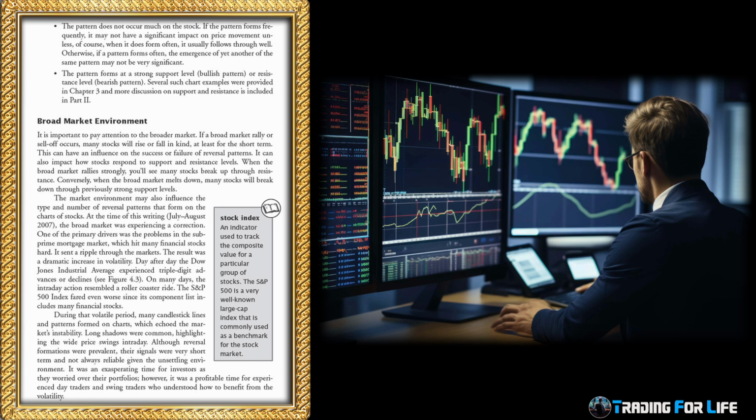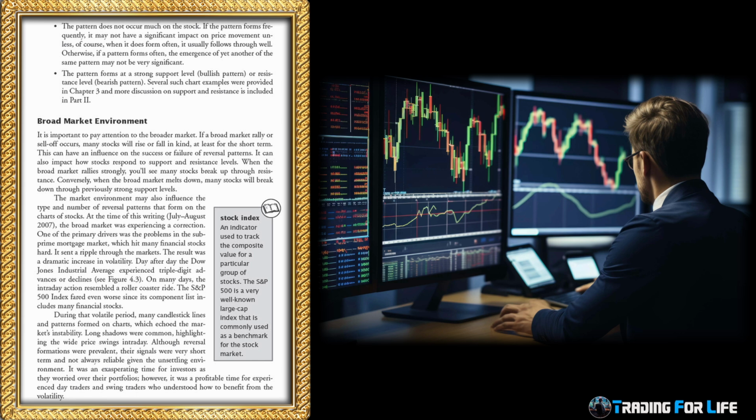When the broad market rallies strongly, you'll see many stocks break up through resistance. Conversely, when the broad market melts down, many stocks will break down through previously strong support levels. The market environment may also influence the type and number of reversal patterns that form on the charts of stocks.